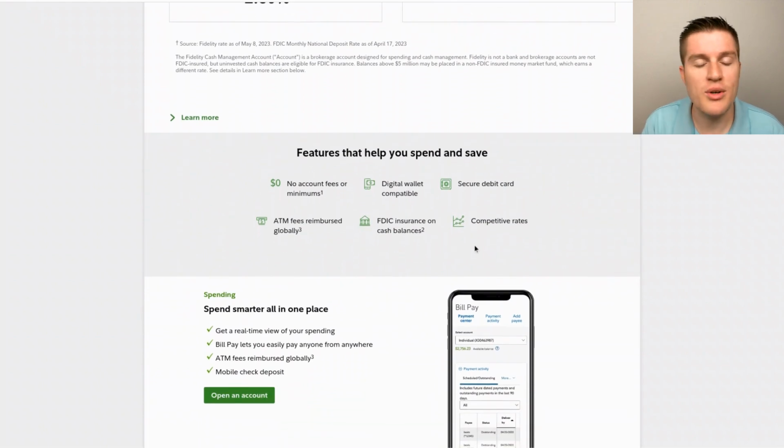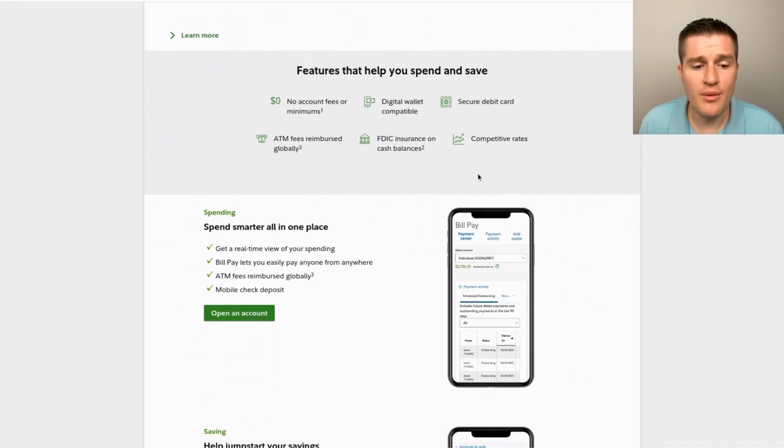But one feature that they don't even highlight on here, that I've had personal experience with, is if you set up direct deposit, your income will actually show up faster than it would at a traditional bank. Other fintech companies like Chime promote that feature. It is not promoted in the Fidelity Cash Management account. I'm not sure why, because it is definitely a feature that happens where you get your money faster. Anyways, it's just a great place.